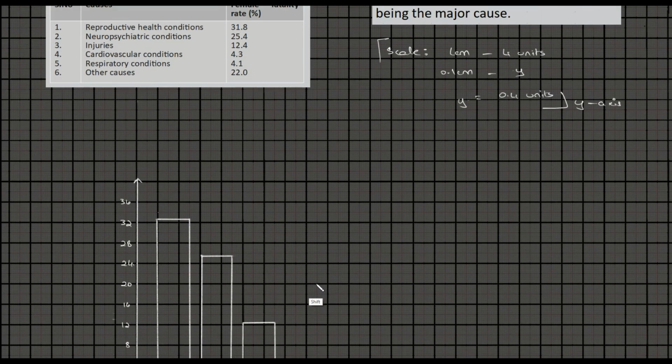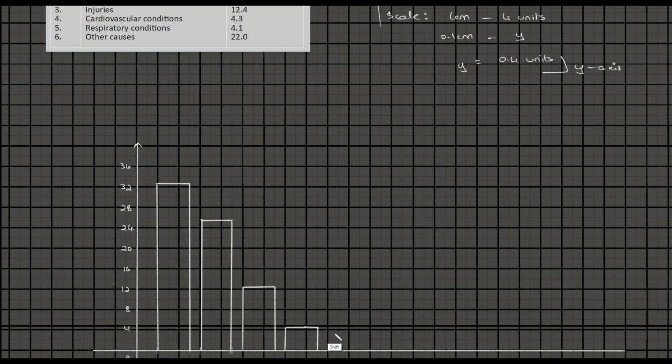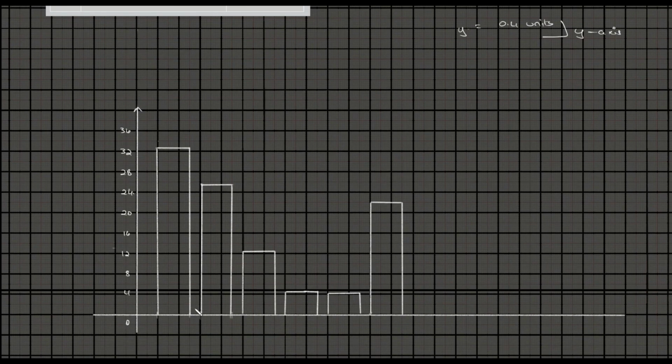Next is 4.3 and 4.1. So just touching 4. That's good enough. And the last is 22. So 22 will be between 20 and 24. And the class width is 1.5. And the gap between the classes is 0.5. That I have maintained.